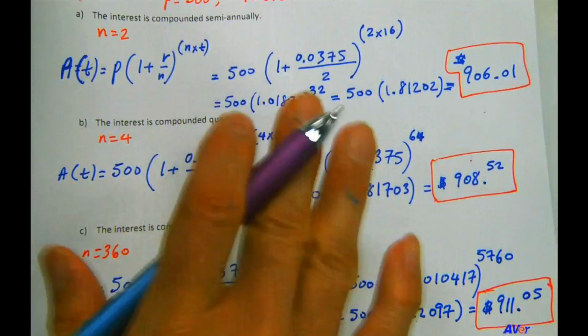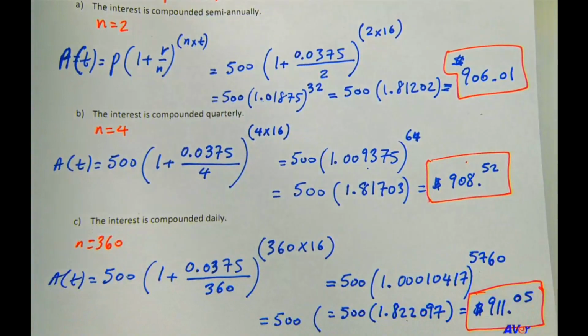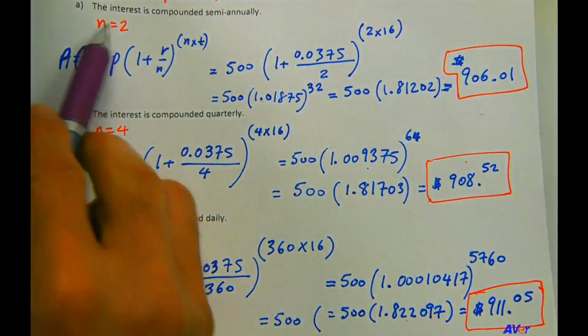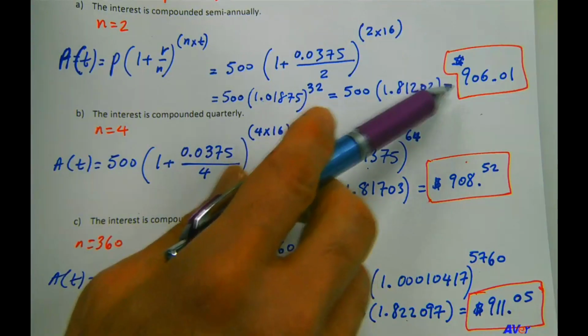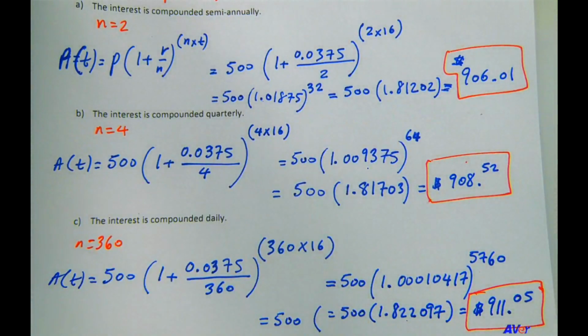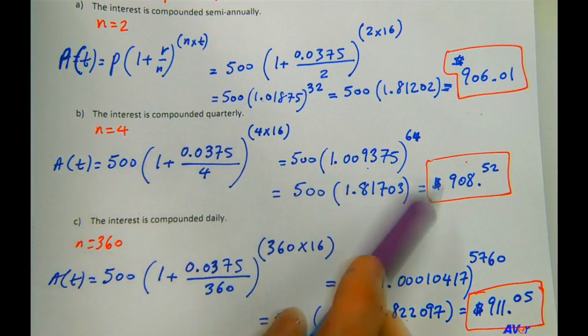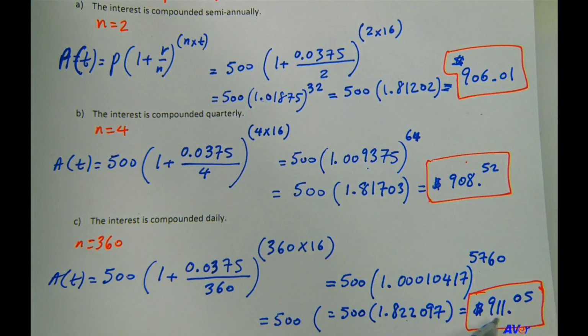Okay, now let's compare these values. All right, so we have now all of this on the screen. Notice when n was 2, when the interest was compounded semi-annually, we ended up with $906.01 in the account after 16 years. When the interest was compounded quarterly, we ended up with this much, and when it was compounded daily, we ended up with this much, right? A little more than $5 more than when the compounding was happening semi-annually for part A.